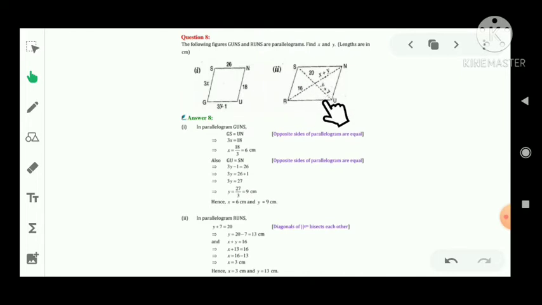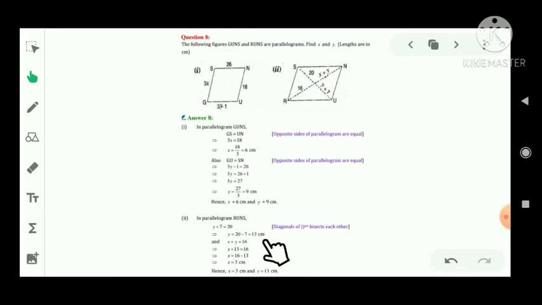In this question you can see diagonals are given. The first diagonal is RN, that means here to here value is 16 and here to here value is x plus y. Similarly SU diagonal is given. From here to here value is 20 and from here to here value is y plus 7. So firstly, from SU diagonal y plus 7 is equal to 20. That means y will be 20 minus 7, that is 13 centimeter.